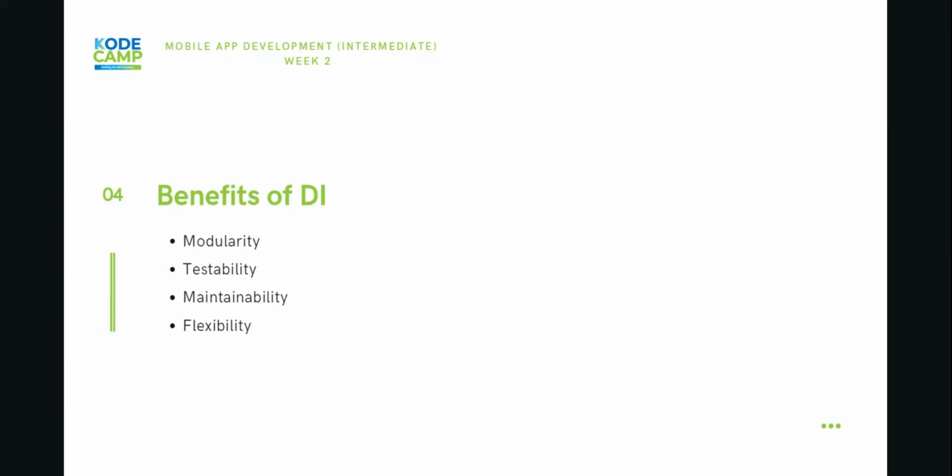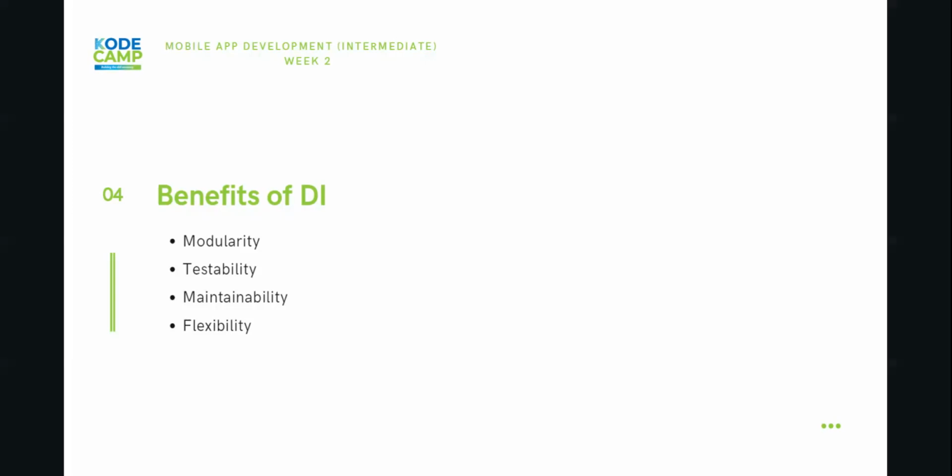The first one is modularity. DI promotes modular design, and this ensures that components are loosely coupled and can be easily replaced or updated without affecting the rest of the application. So you just break things into modules, and that's the whole concept of modularity. DI promotes that modular design, so that components are not tightly coupled. They're loose, and that helps you easily replace or update them, and it does not affect the rest of your application.